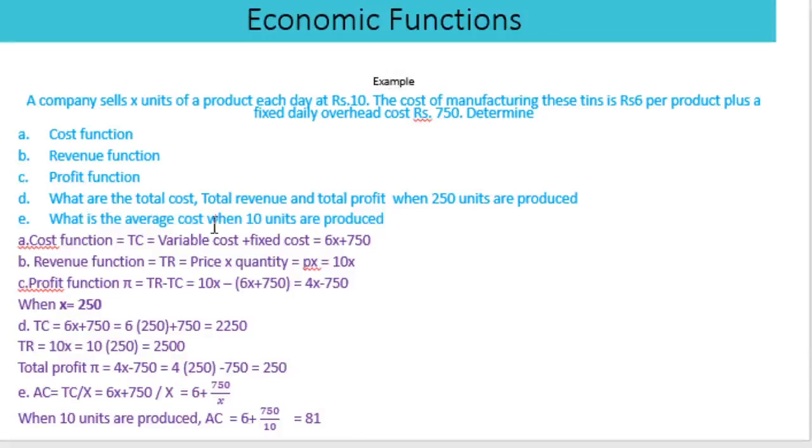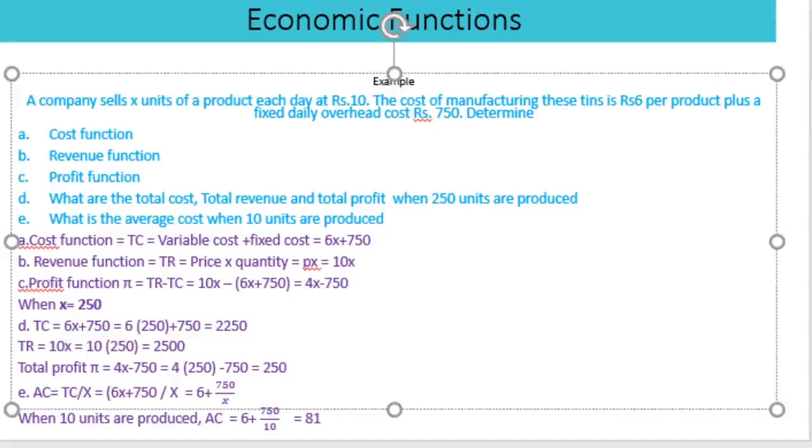Then the next question is, what is the average cost when 10 units are produced? Average cost equal to total cost by X. Total cost is 6X plus 750 divided by X. That is 6X by X plus 750 by X. 6X by X is 6, and 750 by X stays as 750 by X. Therefore, the average cost function is 6 plus 750 by X. Now substitute X equal to 10, that is 6 plus 750 by 10 equal to 81.